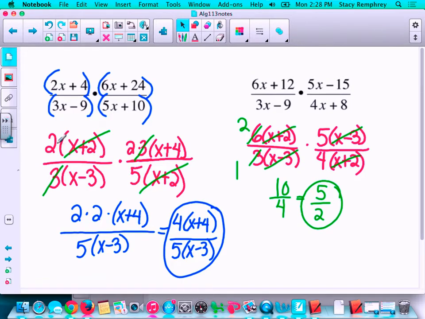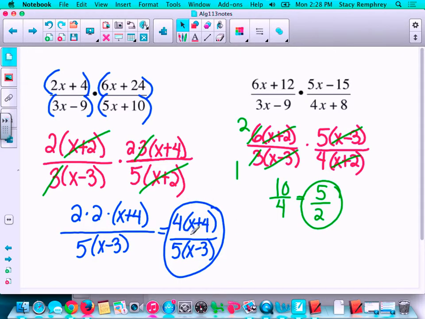I then went through slowly. I said, okay, here's a 2. Do I have any 2 factors on the bottom? Nope. I have an x plus 2. Is there a factor of x plus 2 on the bottom? Yes. So I canceled it. Here's another 2. I already know there's no factors of 2 on the bottom. Here's a factor of 3. Is there a factor of 3 on the bottom? Yes. So they cancel out. And I have an x plus 4, but no other x plus 4s. So I wrote what I had left. I had the 2, another 2, and an x plus 4. And then in the denominator, I had a 5 and an x minus 3.